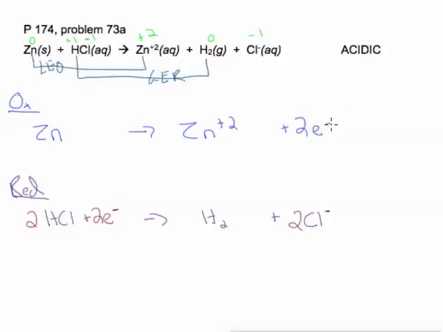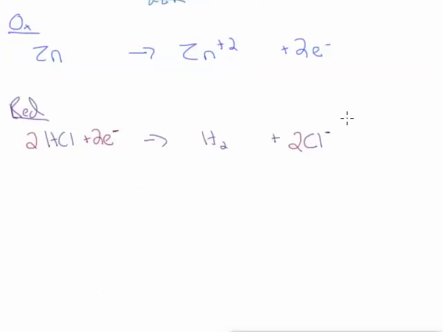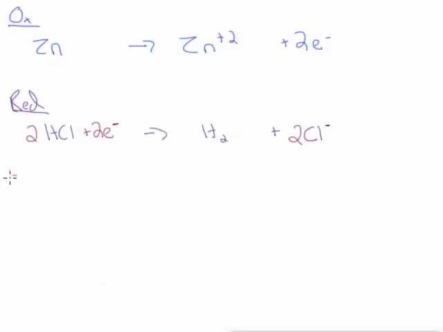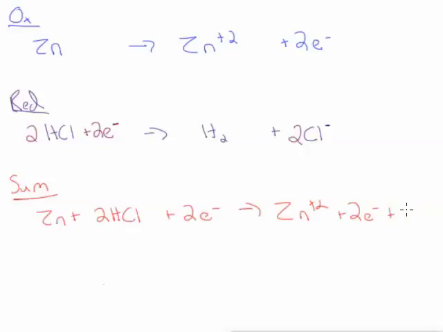We'll scroll up just a little bit. All of our reactants: zinc and hydrochloric acid and electrons, and zinc ions, electrons, hydrogen gas, and chloride ions. Let's cancel out the similar things. We've got our electrons canceling out, and that should be it.